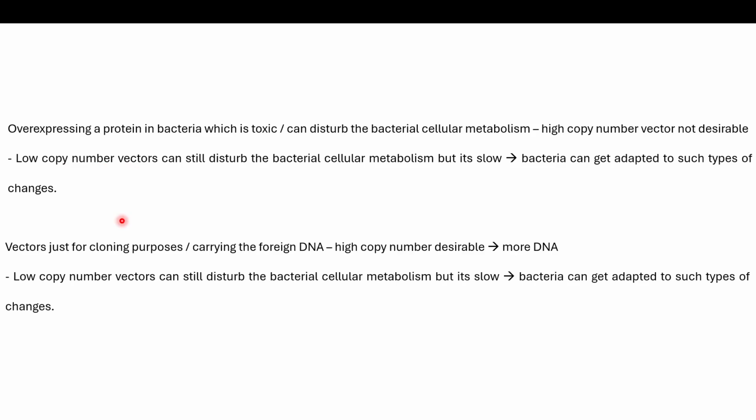Now, if we are using vectors just for cloning purposes or for carrying the foreign DNA, then high copy numbers are desirable, because high copy number vectors will give you a larger amount of DNA. In cases where whatever we are trying to do inside the bacteria won't really harm the bacterial cell, low copy number vectors will give you less DNA, and that won't be really fruitful for your downstream laboratory experiments. So just for cloning purposes or carrying the foreign DNA, high copy number vectors are desirable.